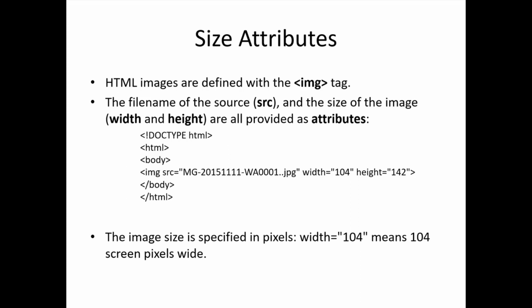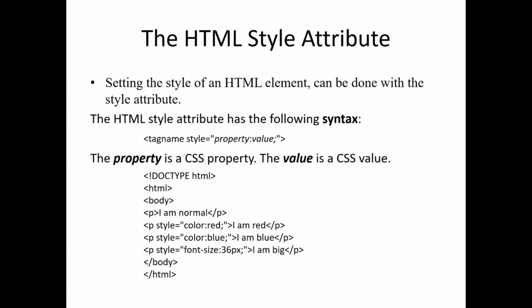Then the size attribute is there. HTML images are defined with the img tag, as we have just explored. The file name of the source, the size of the image, the height and the width, are all provided as attributes. So these are the size attributes. The image size is specified in pixels. So width equal to 104 means 104 screen pixels wide. So these are the pixel representation.